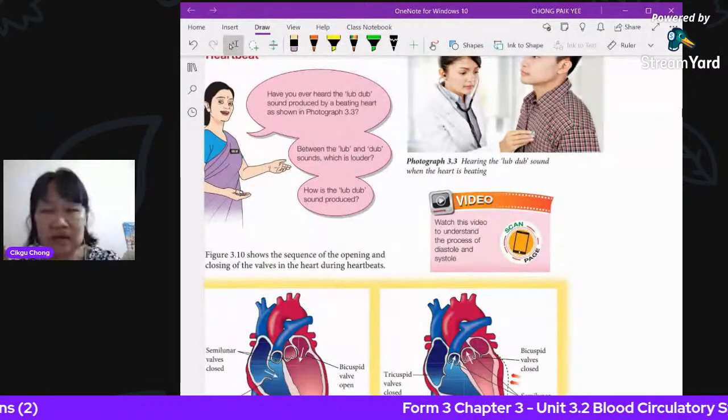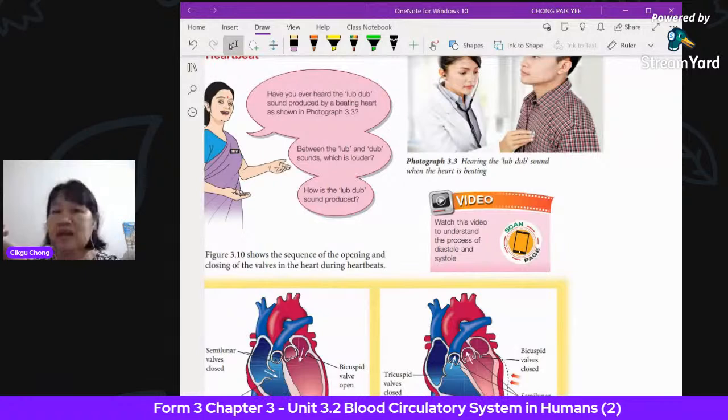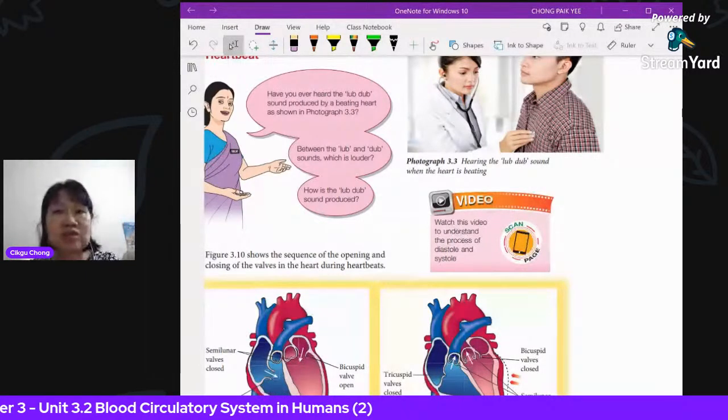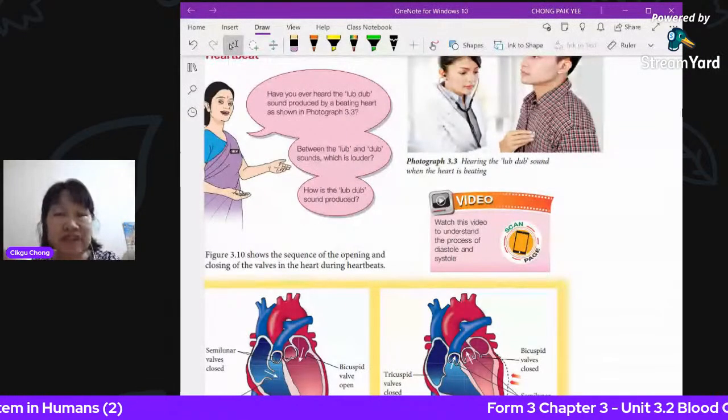A normal human being will have around 70 to 80 when you're not doing any strenuous activity. You're not running. When you're running, it's definitely much higher because you need more oxygen to produce more energy. So the blood must pump faster. The heart must pump faster.